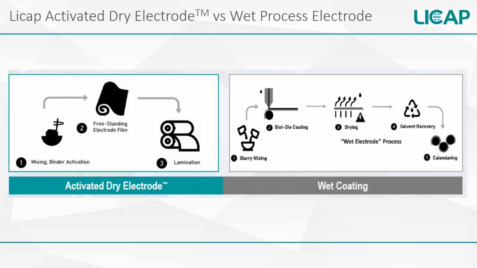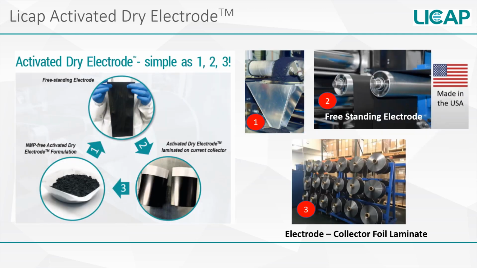Additionally, the drying process is not 100% efficient, resulting in residual solvent impurities remaining in the finished electrode. We'll take a closer look at the Licap activated dry electrode process in the next slide. Licap's patented activated dry electrode technology utilizes proprietary chemistries, equipment, and process methodologies to produce the world's only true dry electrode for use in ultracapacitors and lithium-ion capacitors. The process can also be used for batteries, as it's agnostic to the electrode material chemistry.